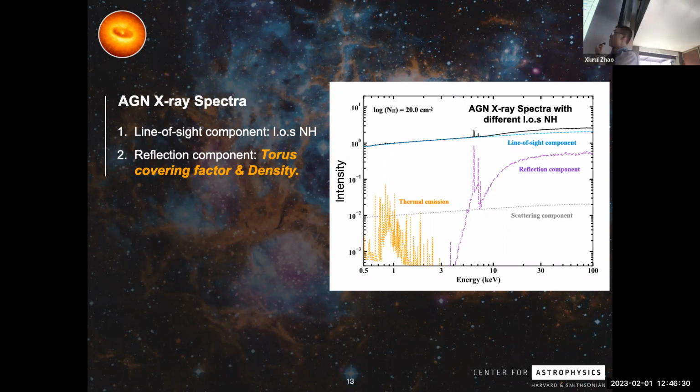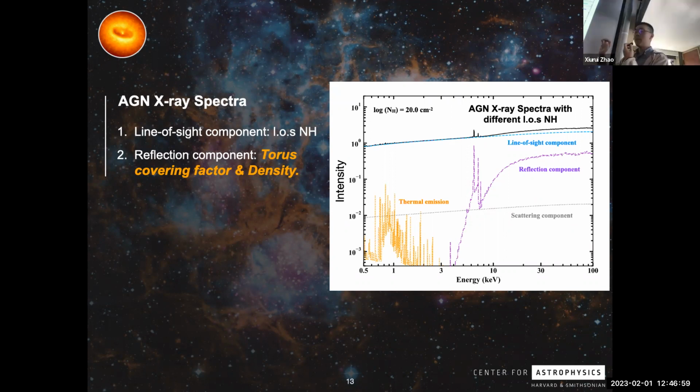However, for the unobscured AGN, as I show in this figure, most of the AGN spectrum, which is the black line, is dominated by the line of sight component. But I will show you later that for the heavily obscured AGN, the spectrum is dominated by the reflection component, and they are the best sample to study the AGN reflection component and the AGN torus properties.